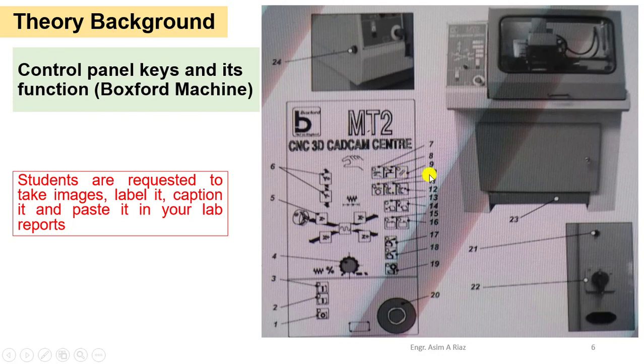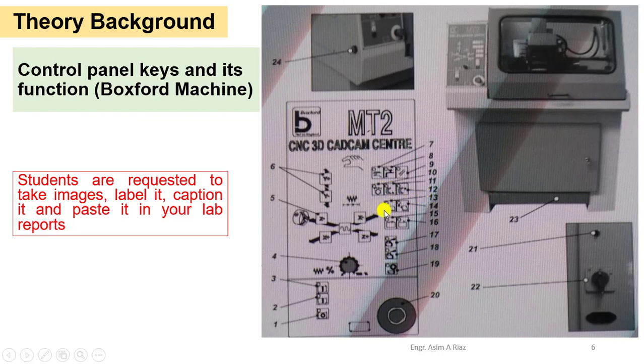Next is button number 10, which is used for turret indexing, or if you want to change the tool on the turret, you can change it by using this button. Next are button number 11 and button number 12, which are used to open and close the chuck, or we can say used to hold the workpiece or to unhold or unclamp the workpiece.